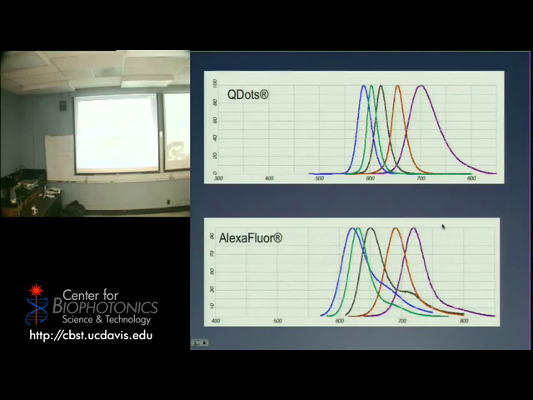However, you will notice that as you go towards the red quantum dots, their bands become much larger. Anybody know why? In this case, it is even larger than the fluorophore. Does anybody speculate why?